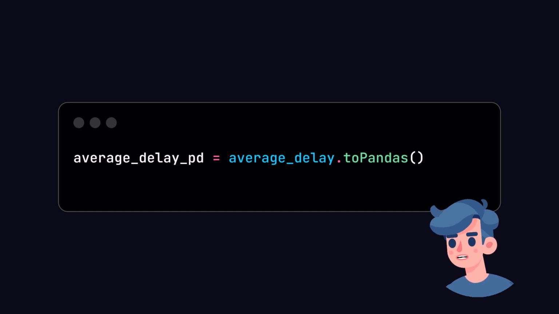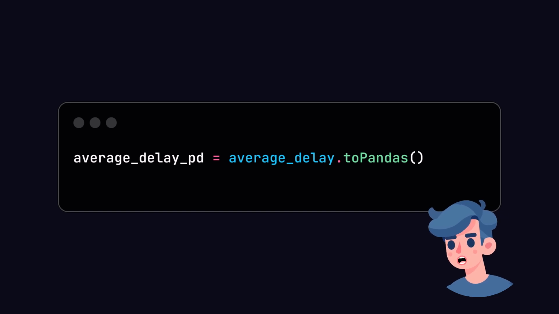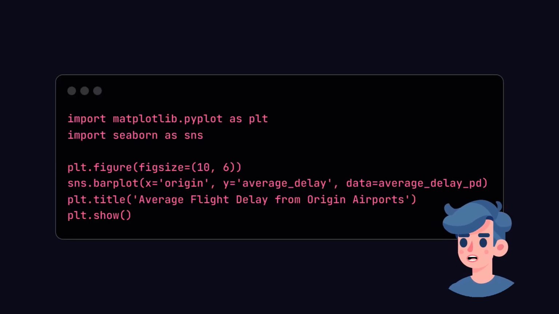Visualization is a critical step in data analysis. To visualize our aggregated data, we can use libraries like Matplotlib and Seaborn along with PySpark. First, let's convert our data frame to a pandas data frame, which makes it easier to plot. Now let's create a bar chart to visualize the average delay from each airport. Here's how we can do this.